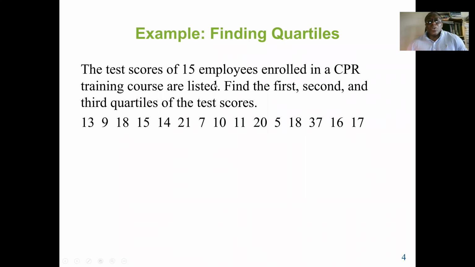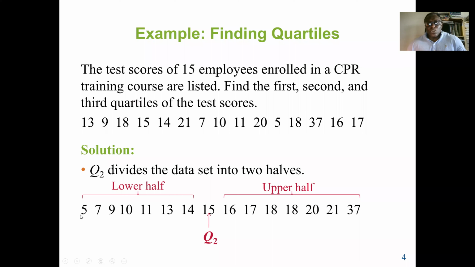So we have an example here. Here we have test scores for 15 employees enrolled in a CPR training course, and they are listed below. Now here they say we should find the first, second, and also the third quartiles of the data set, the test scores. When we look at our data, we can see that they are not sorted: 21, 7, 10, 11. They have to be sorted in increasing order, which means the lowest value comes first before the highest value. Here we can see that the data is sorted now.